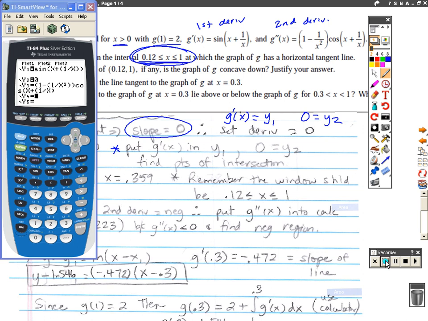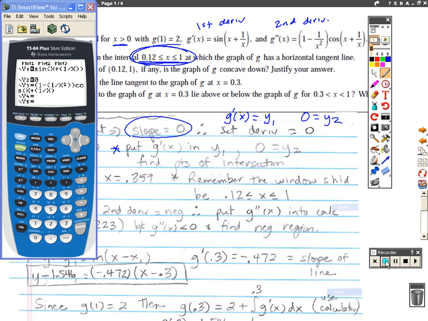Now take a look at my calculator. I have y1 typed in, and I have y2 equal to 0, and I have y3 typed in as the second derivative. Notice also how I have the parentheses around the 1 over x and around the 1 over x squared. That's very important. Where you place your parentheses is going to make a difference. Also notice that I have y3 turned off right now because I'm not using the second derivative.